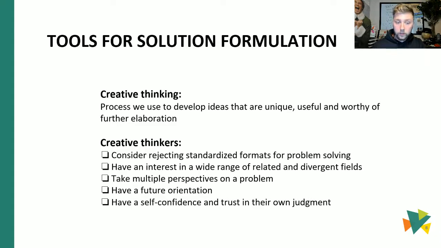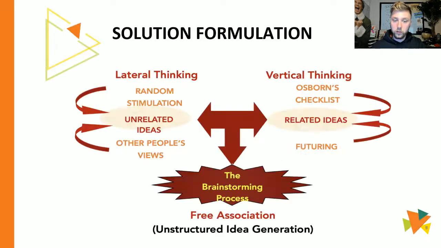And finally, we see that they have self-confidence and trust in their own judgment, which is very important. I'm going to briefly touch on lateral and vertical thinking. Vertical thinking is a very traditional way of thinking. It's very logic orientated. We see Osborne's checklist, which is taking something that you already have and changing certain elements of it, futuring as well, and it's a very common and straightforward path.